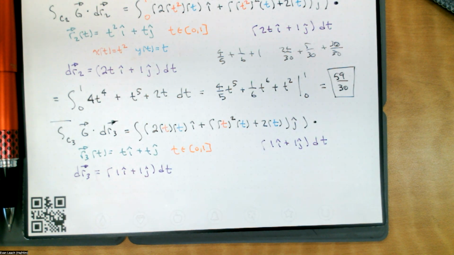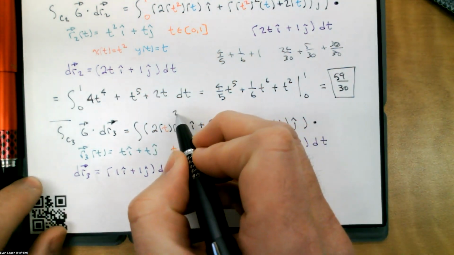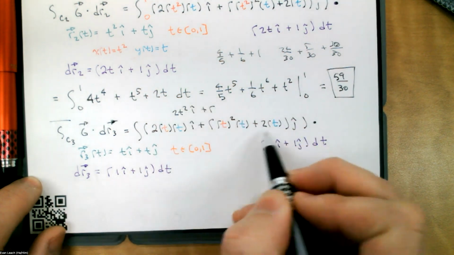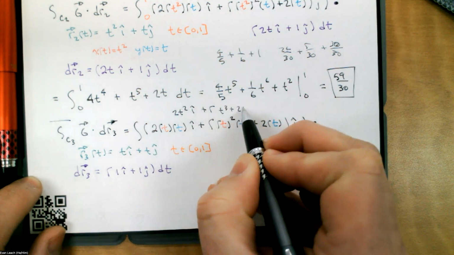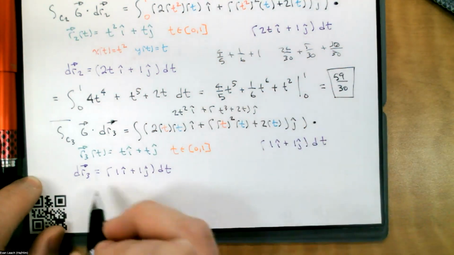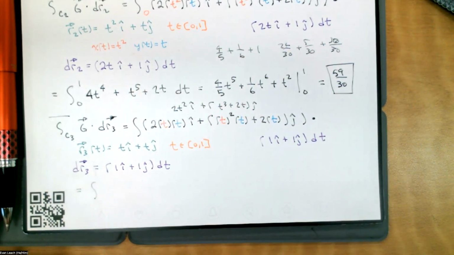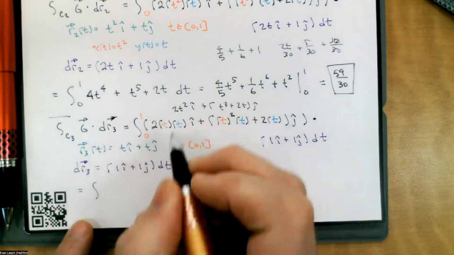I'm going to do the same thing I did last time. I'm going to clean this up a little bit. So this is going to be a 2t squared i plus t cubed plus 2t times j. We still haven't integrated anything, so I still need that. Oh, I forgot to put my endpoints. We're still integrating from 0 to 1.